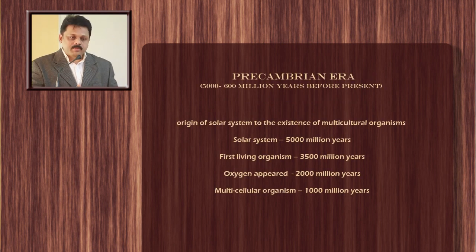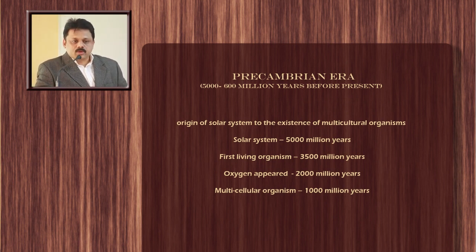First one, Precambrian era. The Precambrian era is between 5,000 to 600 million years before present. So that is the duration of the Precambrian era. The Precambrian era has seen the origin of the solar system and the existence of multicellular organisms. So it starts with the origin of the solar system and it goes until the existence of the multicellular organisms.